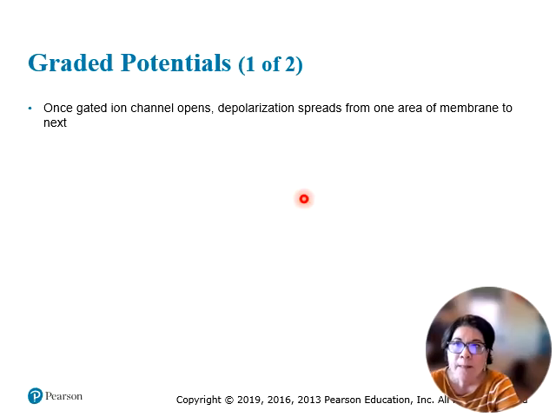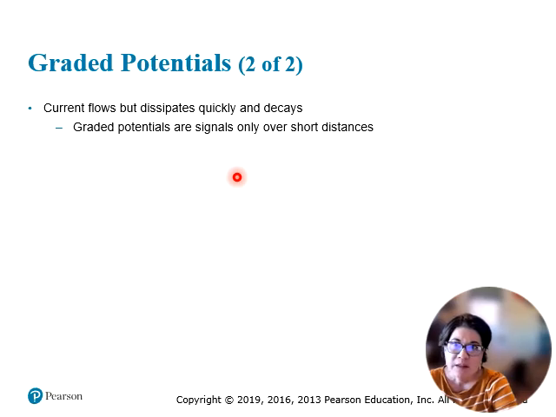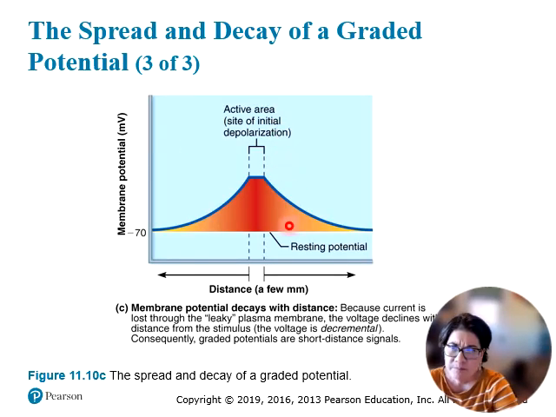There we go. So depolarization will spread from one area to the next, and it'll just ripple through. So there it is. It's just going to spread. Opposite charges attract, creates local currents, and they depolarize the areas around it. Okay, but it slowly dissipates and decays. It's not like a full action potential. It's just a very small little signal. So here's kind of what it looks like. It just spreads for a small distance and then decays.